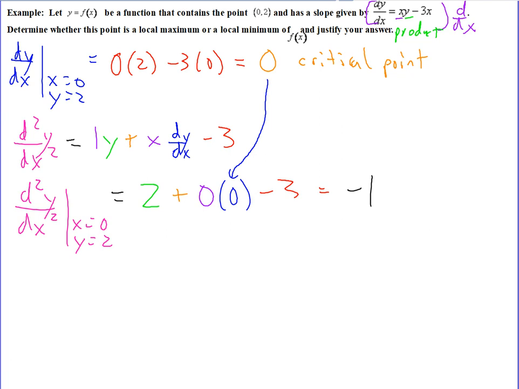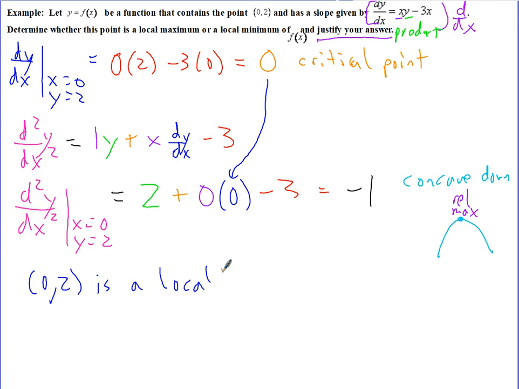And since it's negative, that tells us concave down, shaped like a crown. We know the slope was 0 and it's concave down. So you can see that causes it to be a relative or local maximum. All right, and now all we have to do is state that and justify your answer. So we can say (0, 2) is a local maximum.